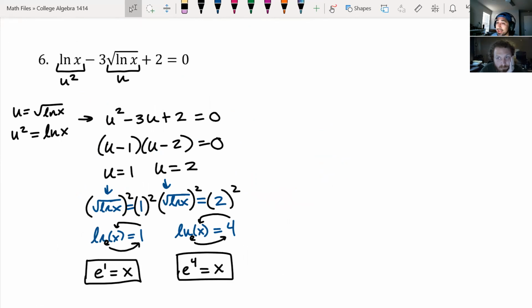And there we go. e to the first and e to the fourth are both positive numbers, so they'll work in a natural log, but we're not too sure if they'll actually work in the equation. We can check. We have time.